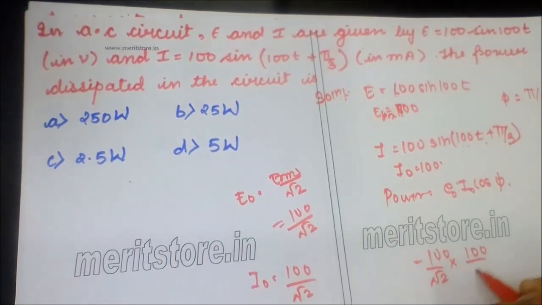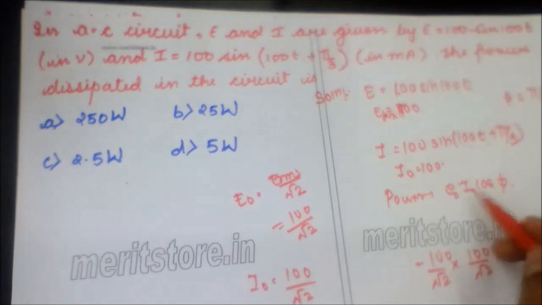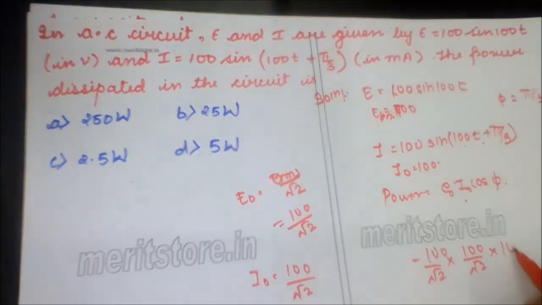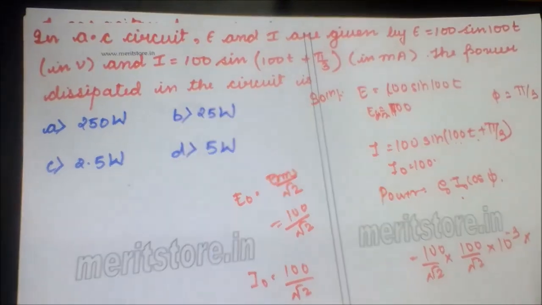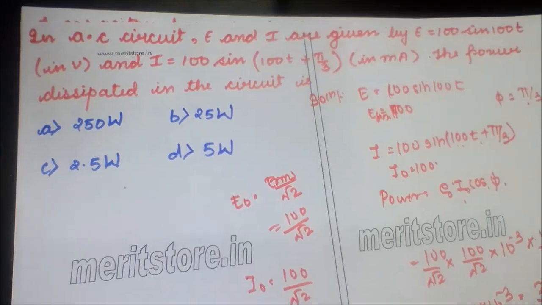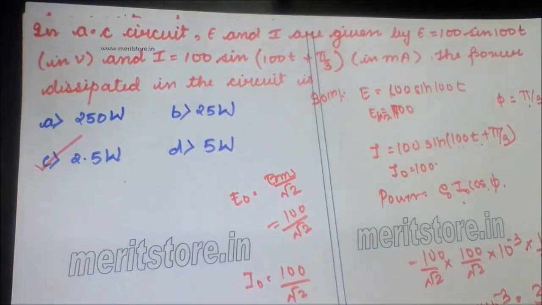So we have this E naught and I naught. E naught will again be 100 root 2, multiplied by 100 upon root 2, multiplied by the current which we got in milliamperes, so we convert it into amperes, that is 10 raised to minus 3, multiplied by cos of pi by 3, that is half. On solving entirely we get 2500 into 10 raised to minus 3, that gives you 2.5 watts of power. So the correct option is C.